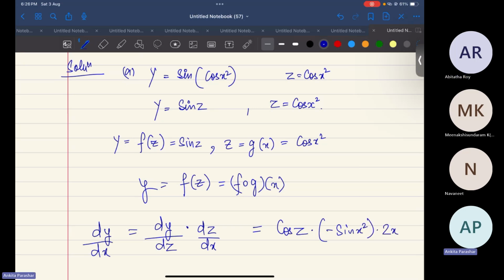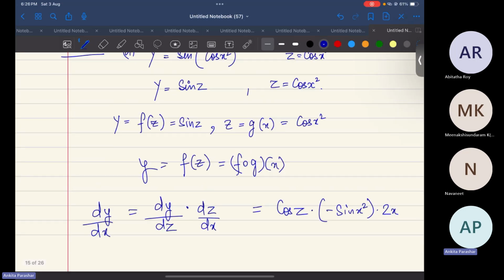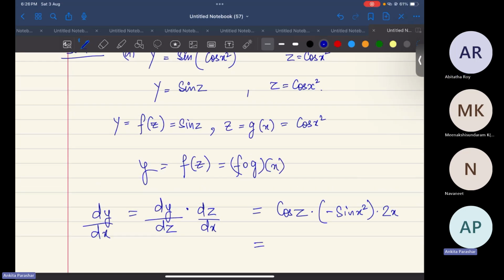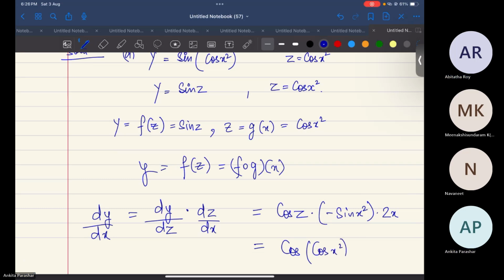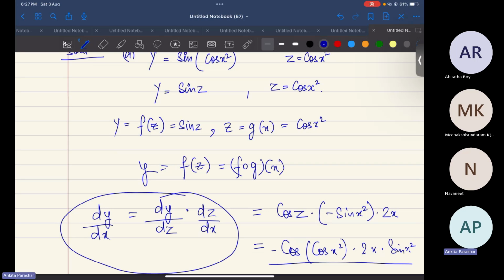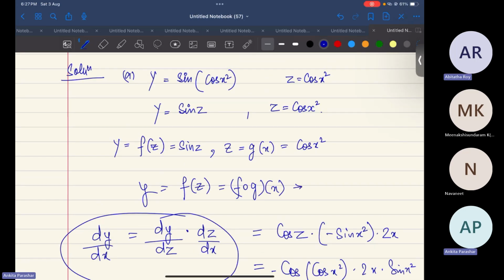If you want, you can put one more function, but I am not making that complicated. Now we resubstitute z for its value. Very good: cos of cos x square, then 2x, then sin x square. So you have used the chain rule. Let me write in the red line that y prime x is, using the chain rule, f prime at g at x times g prime x.